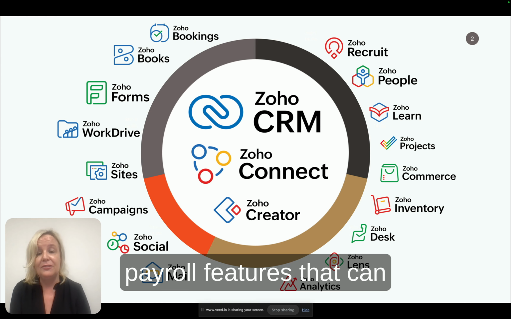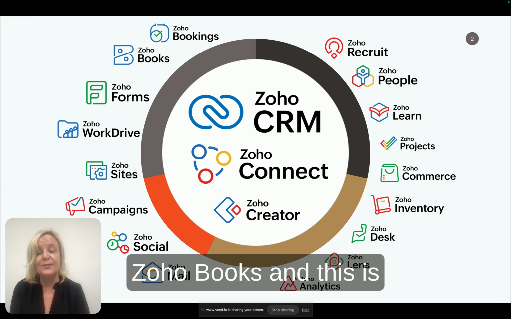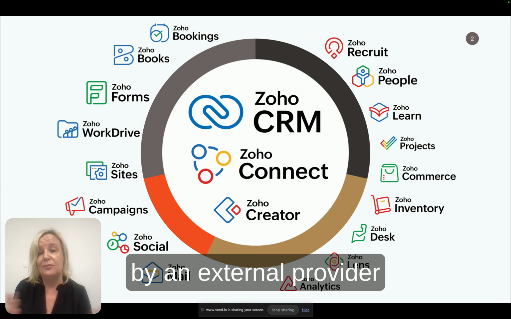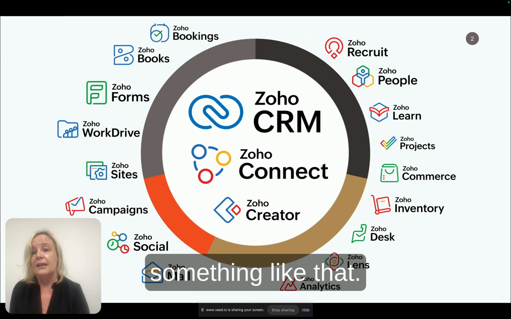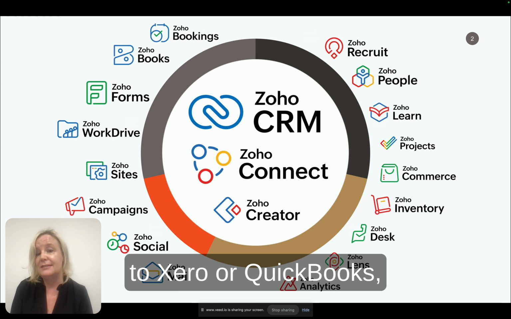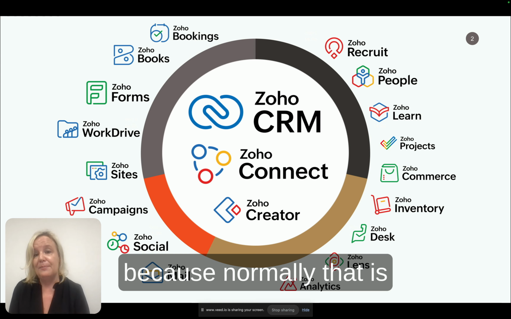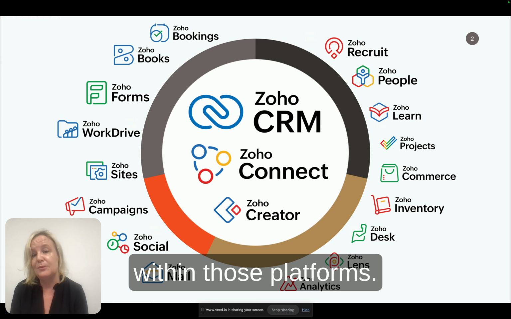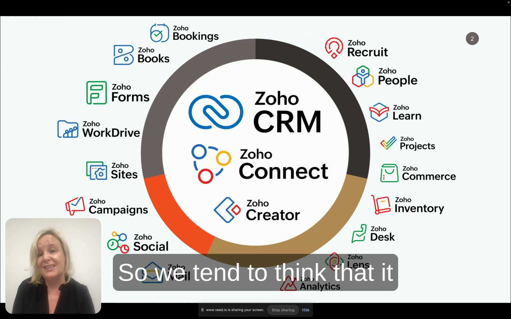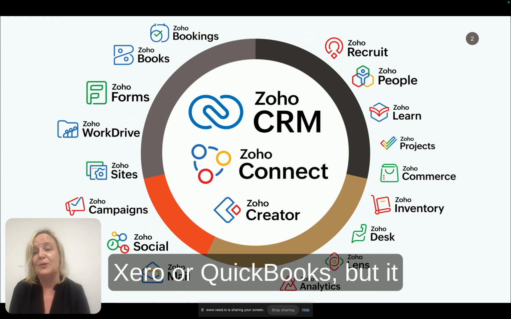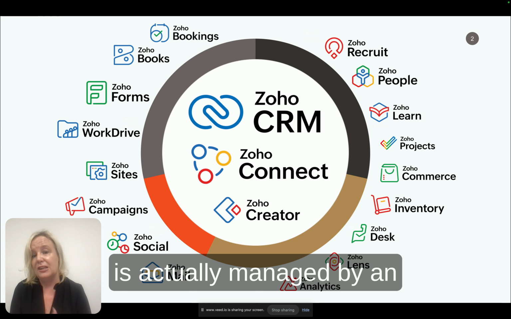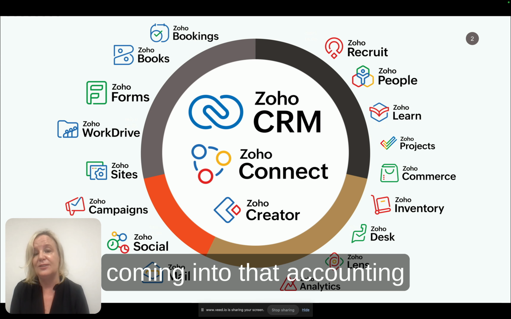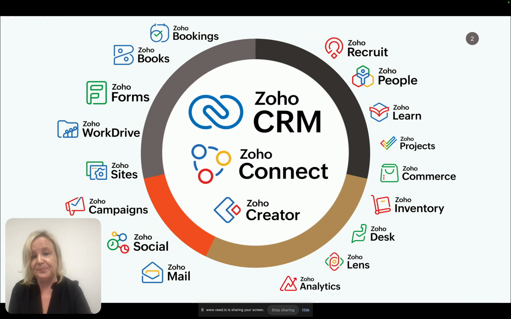Then there are also payroll features that can be incorporated within Zoho Books, and this is normally managed by an external provider such as KeyPay or something like that. So this is really similar to Xero or QuickBooks, because normally that is managed externally but incorporated within those platforms. So we tend to think that it is managed within Xero or QuickBooks, but it is actually managed by an external provider with journal entries essentially coming into that accounting system.